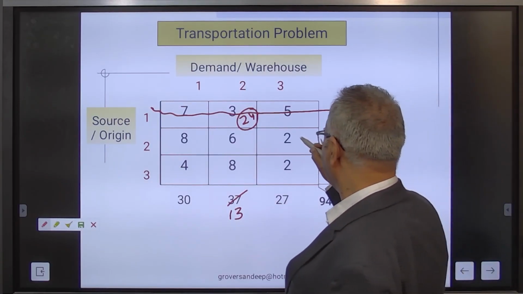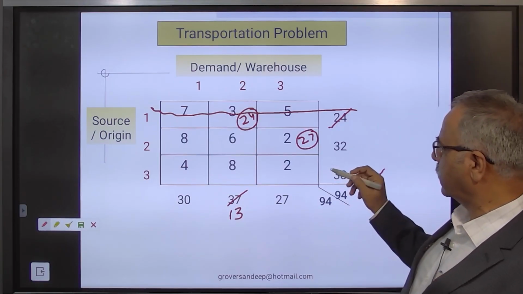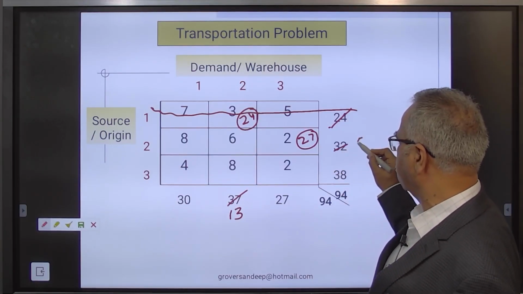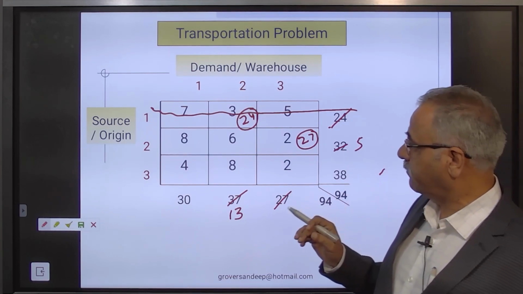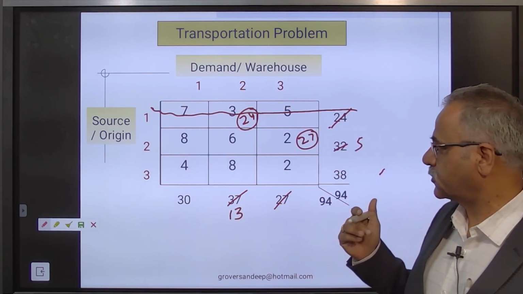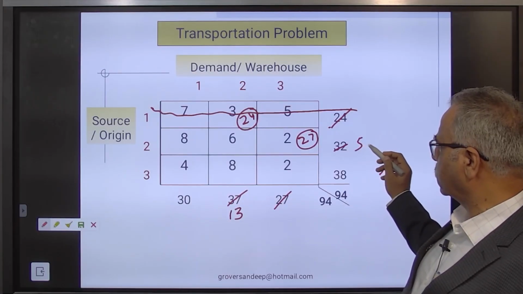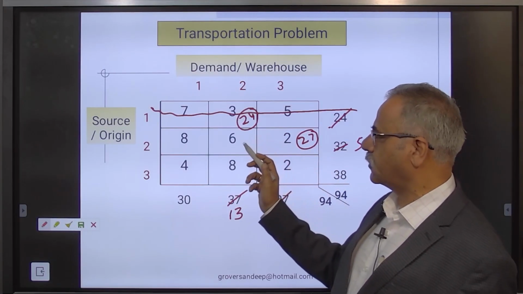So, 27 you can allocate here, fine. Once you allocated the 27 here, you are left with 5 here, and this is over. But in the row minimum method, this row is still left to be completely exhausted. So, I want to exhaust this row first. So, now I move on to the next higher cost. After 2, the next higher cost is 6.